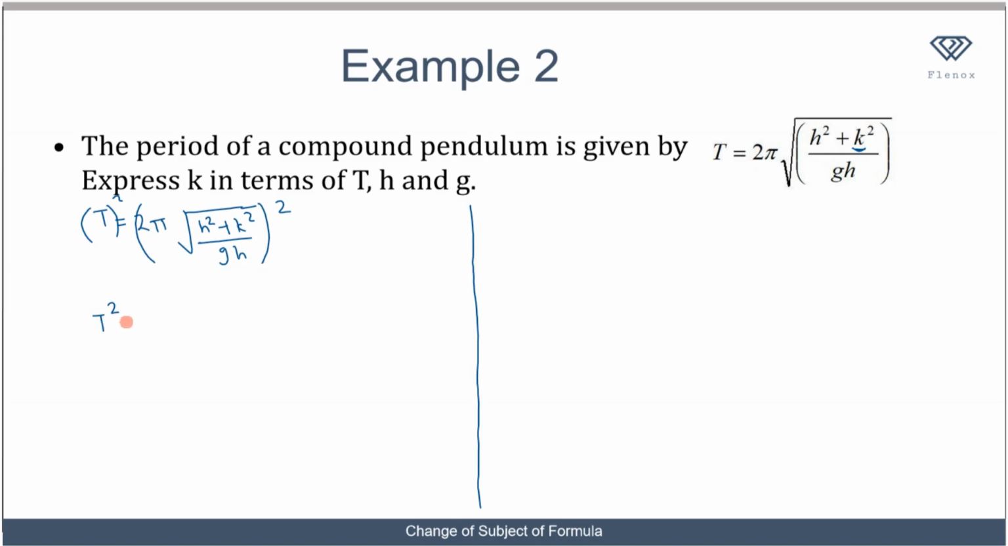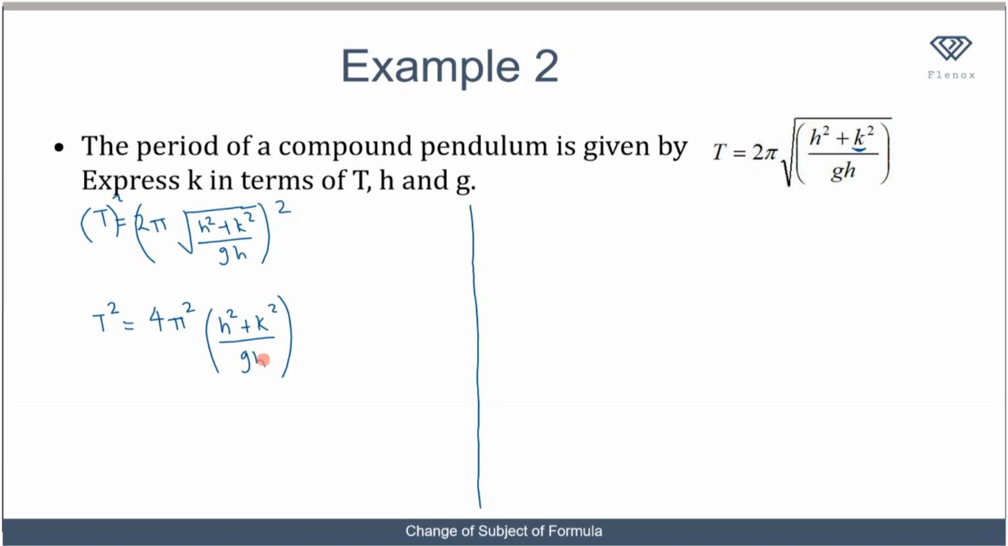T squared is equal to, what is 2 squared? 4. Pi squared will be pi squared. This square will cancel this square root sign. So I'm left with what? h squared plus k squared over gh. So now, as you can see, I'm making progress.